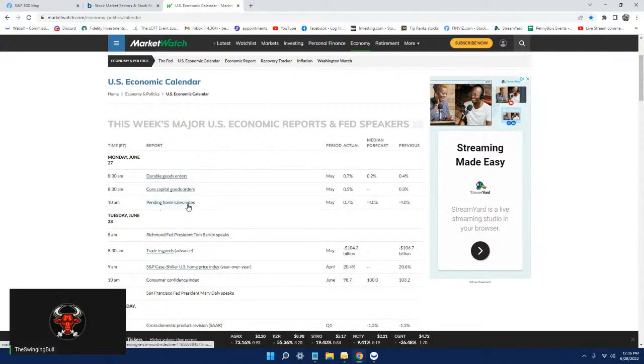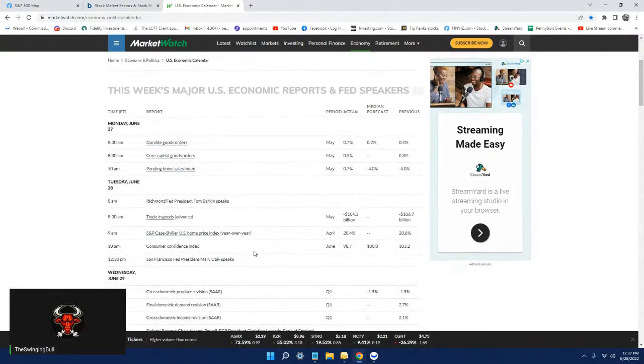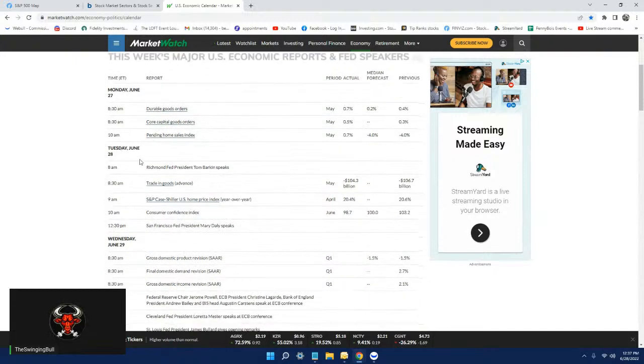And of course, when the pending home sales numbers came out, I immediately started looking at real estate stocks and stuff of that nature for opportunities. And then, of course, we got some things going on today. Got consumer confidence index that was released, and not really too important today.